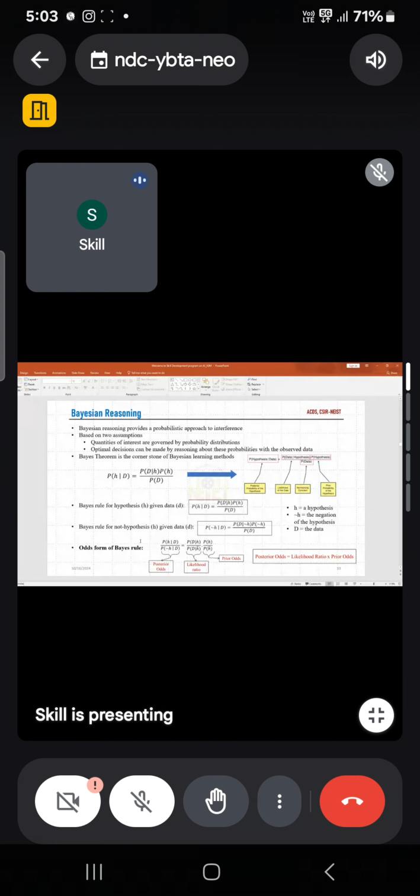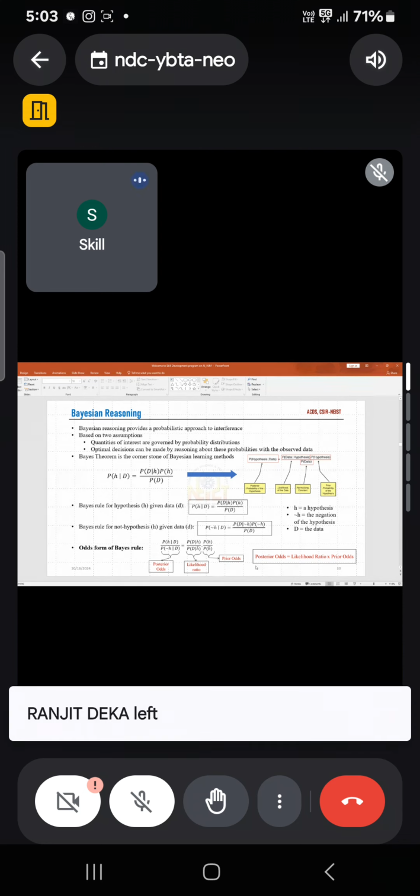So this will be the formula for calculating the odds form of the Bayes rule: posterior odds, likelihood ratio, and prior odds. So this is what we are calculating. For this, I have not written any example. I will write one example also, so that you can get a better idea of how it can be used to calculate. Just see the formula once. I will share it with you afterwards.